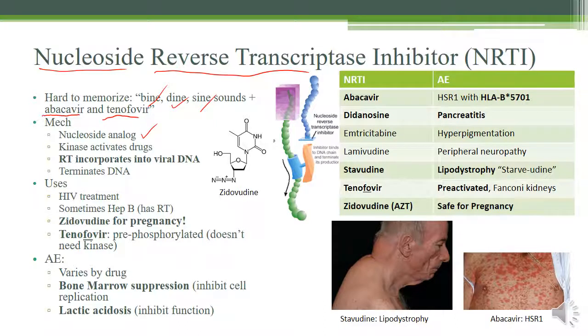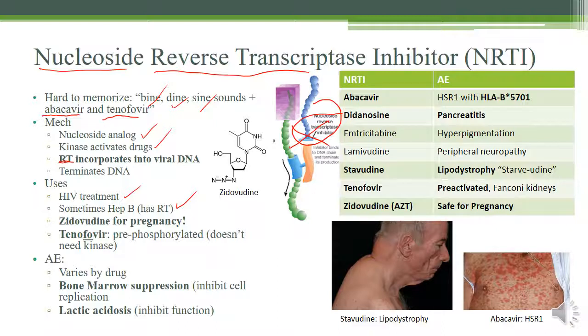Just like how we talked about before, nucleoside analogs first go into the cell. If the cell is infected, what happens is that it gets activated by a kinase, and then the drug is incorporated into the viral DNA. It gets incorporated through the use of the reverse transcriptase. And once it gets incorporated, it causes termination. So you get a full-on termination of the DNA replication of the virus, and the virus can no longer replicate. It's used for HIV treatment, but it can also be used for hepatitis B treatment because hepatitis B actually does have reverse transcriptase. Most people don't know that.